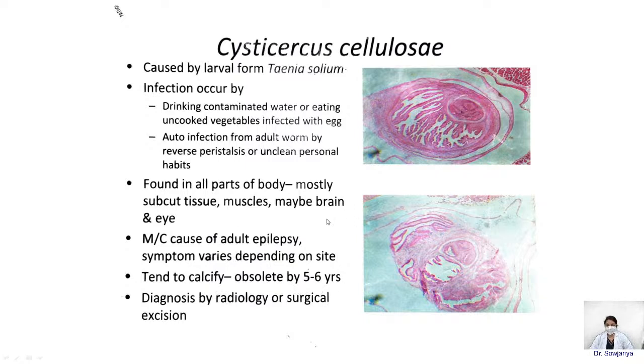So the diagnosis of cysticercosis and the presence of Cysticercus cellulosae larva is usually by radiology or histopathology, as can be seen in this diagram, and the treatment is surgical excision.